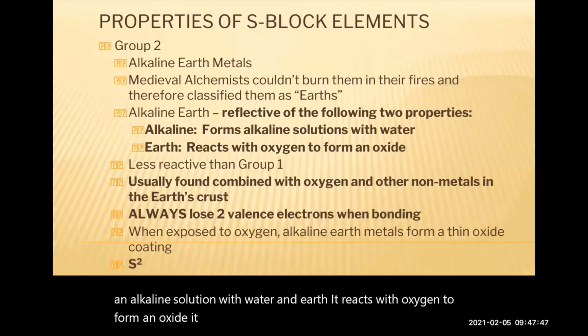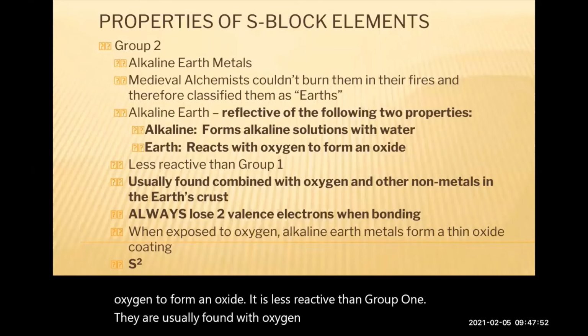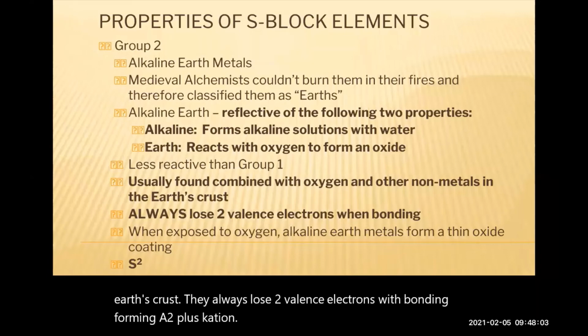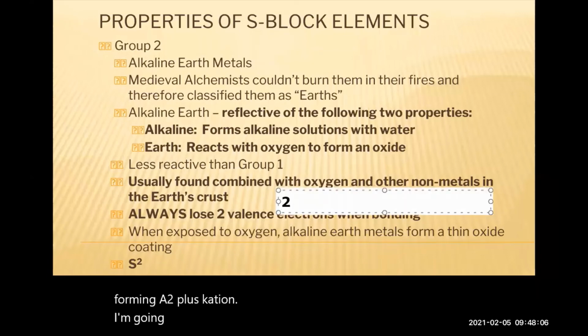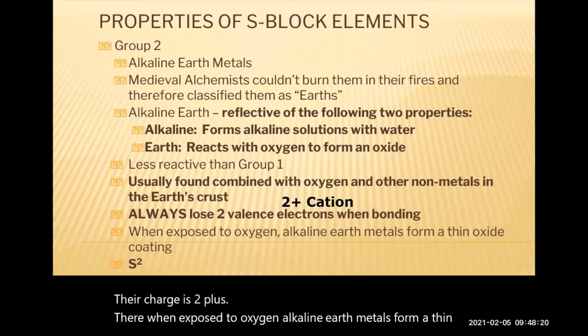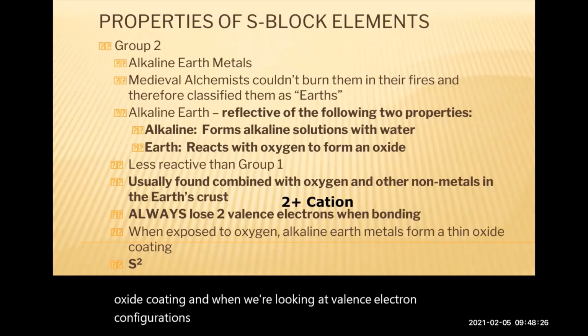It is less reactive than group 1. They're usually found with oxygen and other non-metals in the Earth's crust. They always lose 2 valence electrons with bonding, forming a 2+ cation. I'm going to put that, they form a 2+ cation. Their charge is 2+. Then when exposed to oxygen, alkaline earth metals form a thin oxide coating. And when we're looking at valence electron configurations, they are s2.